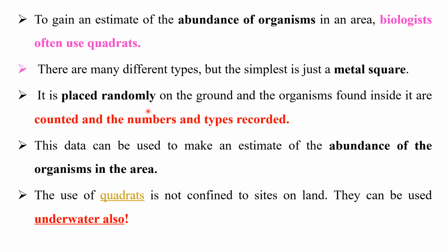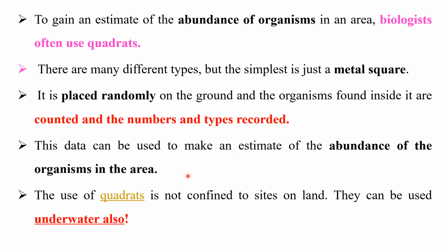We put it on the ground randomly, and the organisms found inside it are counted, and the number and the types are recorded. This data can be used to make an estimate of the abundance of organisms in the area. We count the organisms inside these metal squares to estimate their abundance.